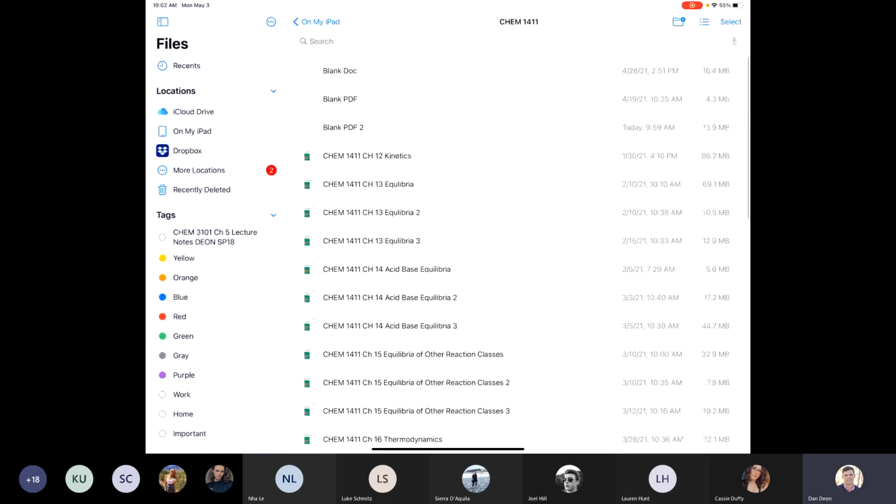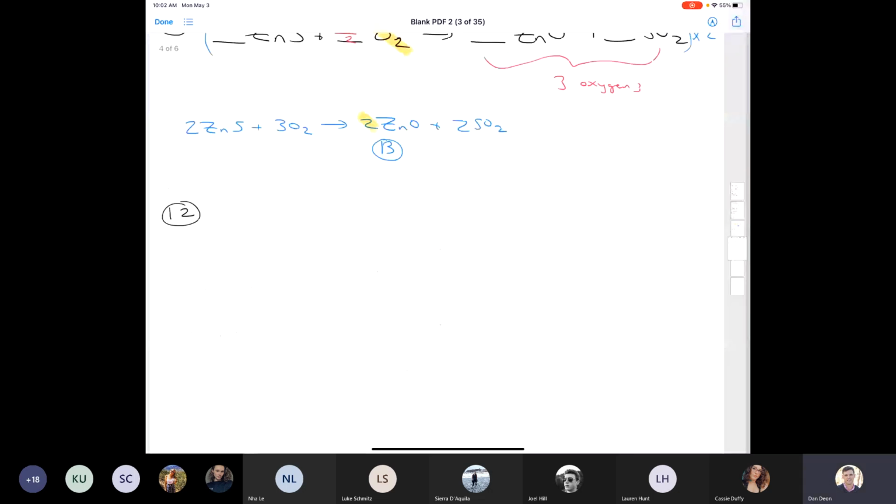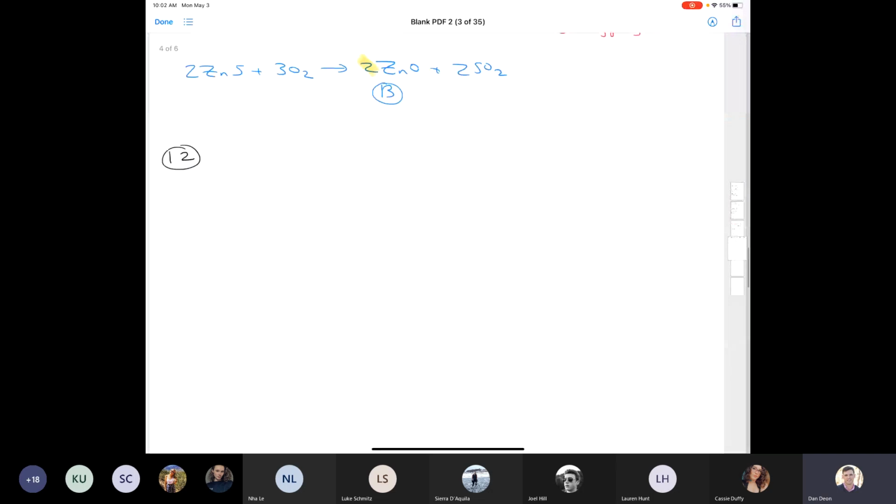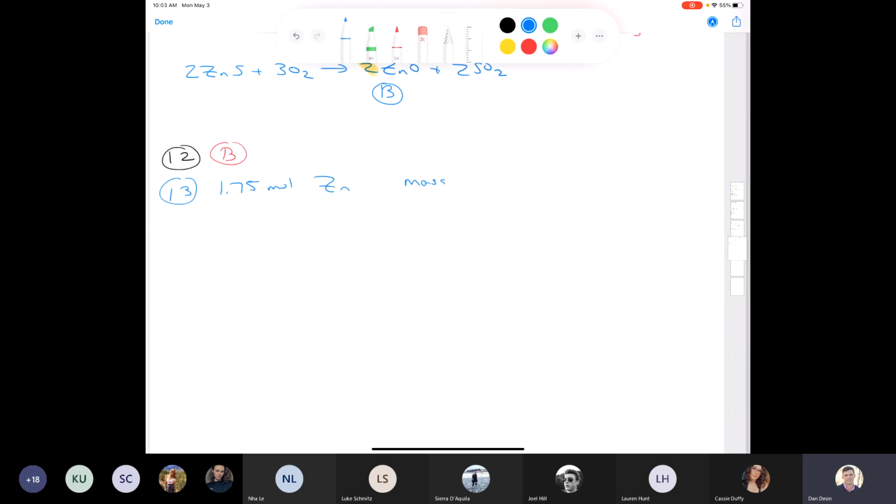Let me go back to my blank doc here. So let's see, there we go. So number 12, the answer was B. And let's move on to number 13. So we have 1.75 moles of zinc, and then we're looking for the mass. If I have 1.75 moles of zinc, you know that the atomic masses on the periodic table represent the number of grams per mole as well.